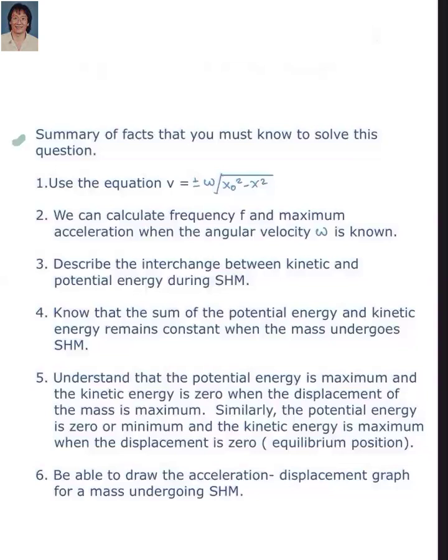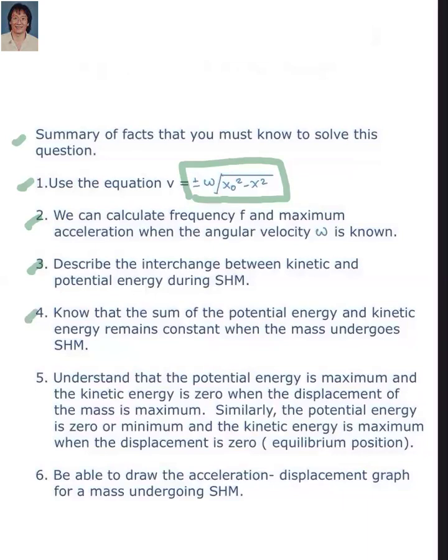This is a summary of the facts that you must know to solve this question. Number 1, you must be able to use the equation v equals plus or minus omega square root of xo squared minus x squared. Number 2, you must be able to calculate the frequency and the maximum acceleration when the angular frequency, or angular velocity, omega is known. Number 3, describe the interchange between kinetic and potential energy during simple harmonic motion.